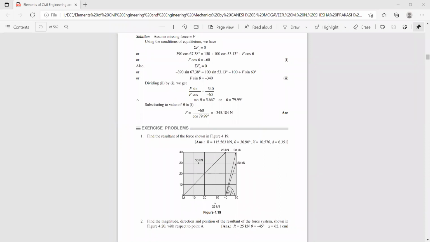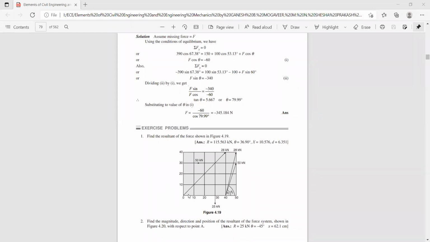Now let us start one by one. This 28 kilonewton force is acting at point A itself. It's a concurrent force system. Its horizontal component is 28 cos 45, for which the moment is 0. The vertical component is acting along the y-axis, hence the perpendicular distance is 0 for this 28 kilonewton force.